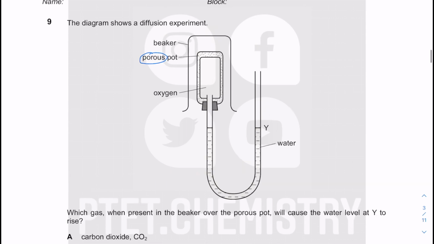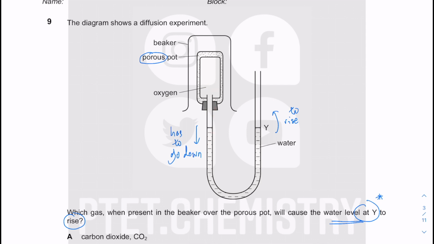Which gas when present in the beaker? The beaker is outside here, oxygen is inside. Which gas when present here will cause the water level to rise? If you want the water level at Y to rise, what happens is, if this goes up, this has to come down because the volume of water here is fixed. So if this goes up, this has to go down. How can you get the gas inside to go down?